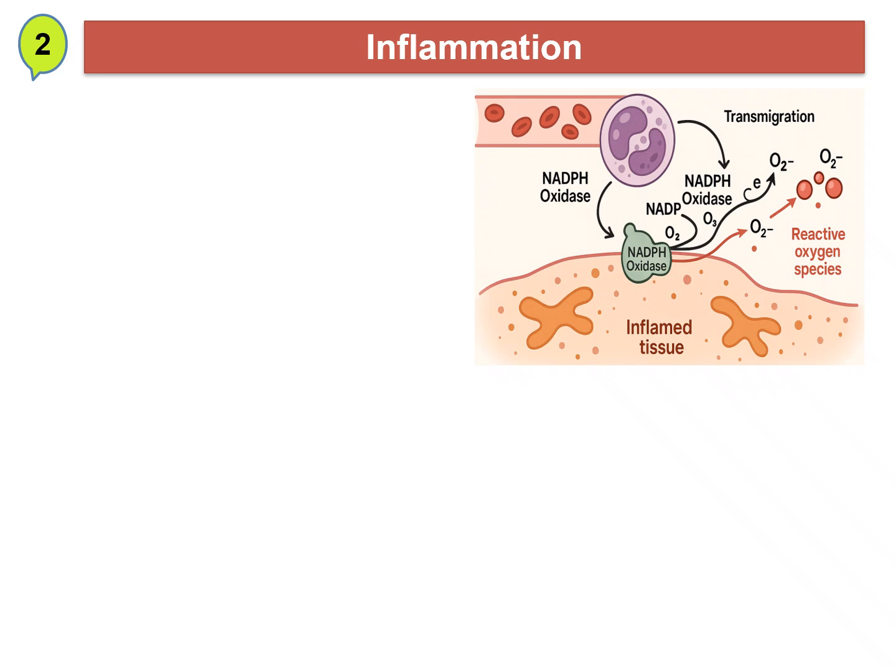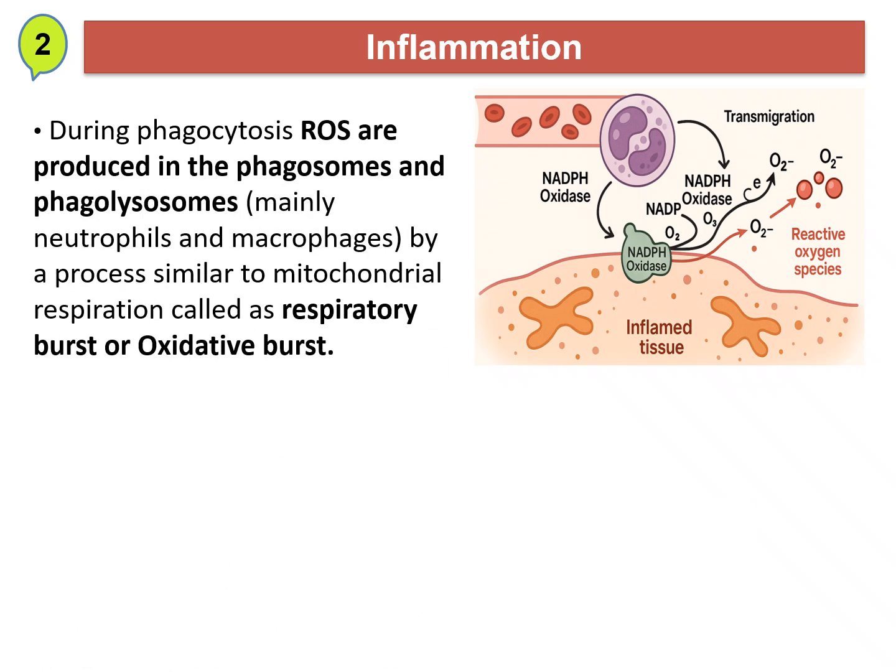Here oxygen is converted into reactive oxygen species, that is superoxide anion, and in that process there is accumulation of the reactive oxygen species and release outside, that is known as respiratory burst. So during phagocytosis, these ROS are produced in the phagosomes and phagolysosomes, that is mainly neutrophils and macrophages, which is very similar to the mitochondrial respiration, that is accumulation of superoxide anions resulting in respiratory burst or oxidative burst.